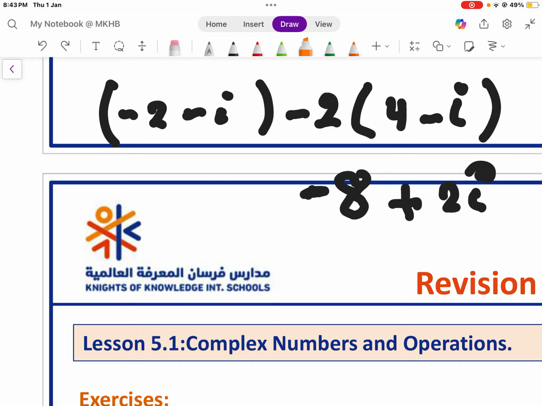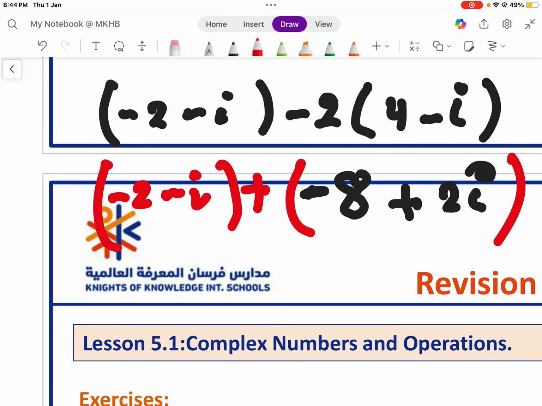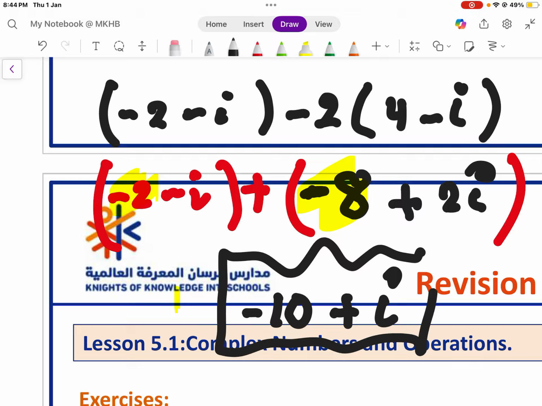I know you know, but just reminding you. So here, what will be the sign? The sign will be plus. Now I copy this down. Copy it only. And add normally. Negative 10 and plus i. Don't ask me plus i from where. It is negative i with plus 2i. Are we good? Easy, yes?